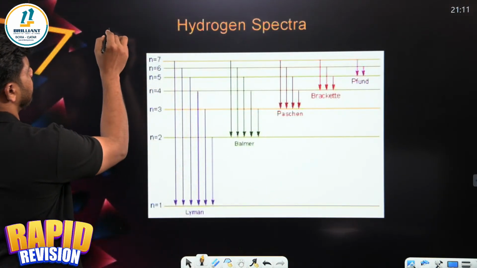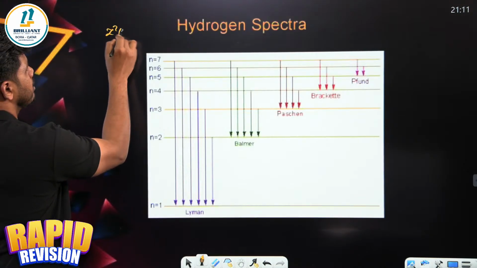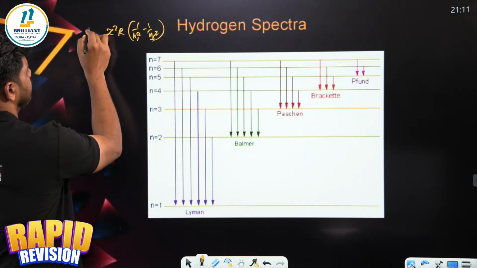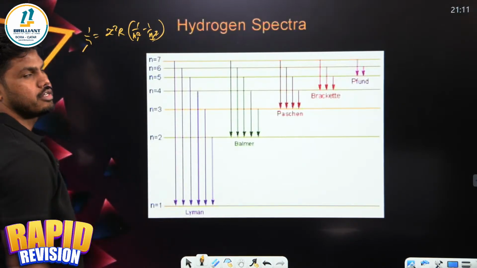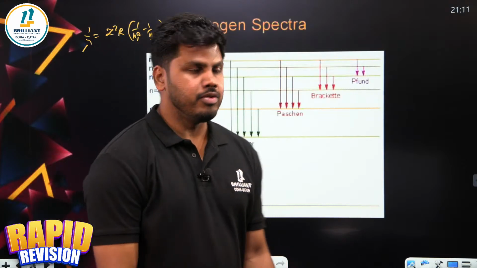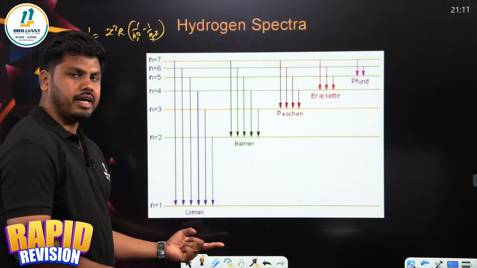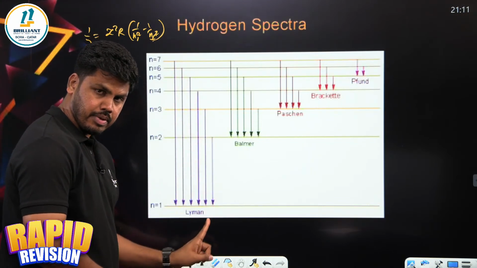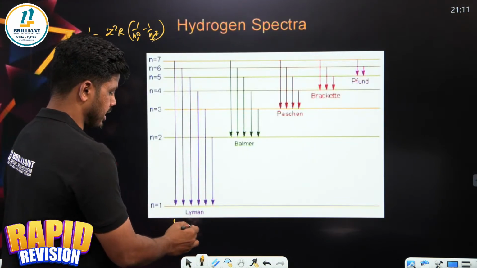In the Rydberg equation, we had Z square into R, 1 by Ni square minus 1 by Nf square, that is 1 by lambda. Here Z is equal to 1, hydrogen atom. And we found electrons excited from the ground state, like N is equal to 1. When they are coming back to the initial level, they produce a series, the Lyman series.